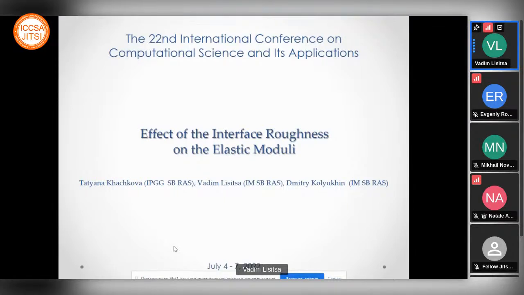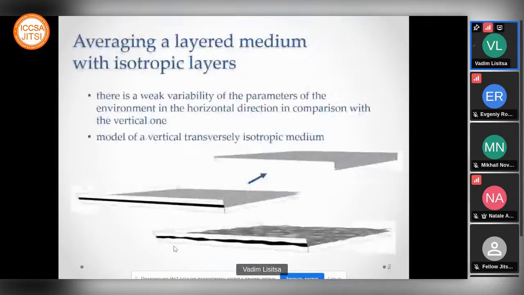The next talk is going to be not about machine learning at all, but about digital rock physics or some similarly related topic. What we try to study is the effect of the interface roughness on the elastic model of the entire model. Let me show the picture, it is going to be much easier.